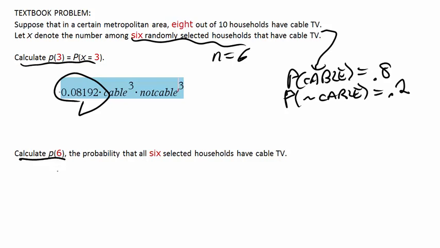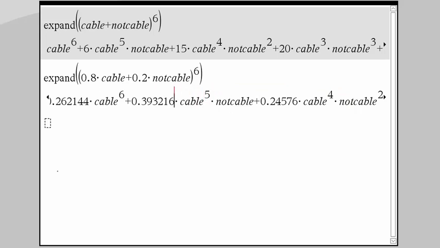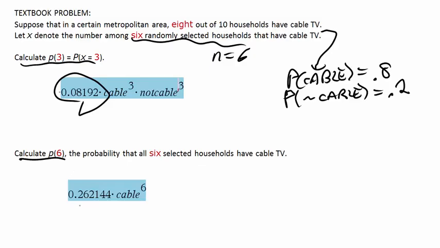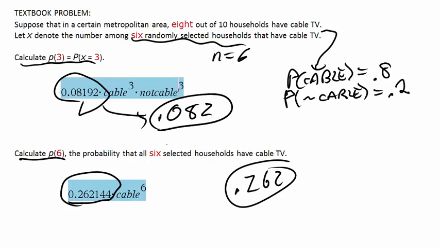So what about the probability that all 6 houses have cable? Well, what's lovely is that is exactly the same situation, the exact same polynomial. I just need to pull off a different term. So flipping back over here, we wanted all 6 to have cable. So that's our very first term. And there we have this. Let's copy that one and move that over. So here we have 0.262 as the probability that all 6 have cable television. 0.082 is the probability that 3 of the houses have cable.